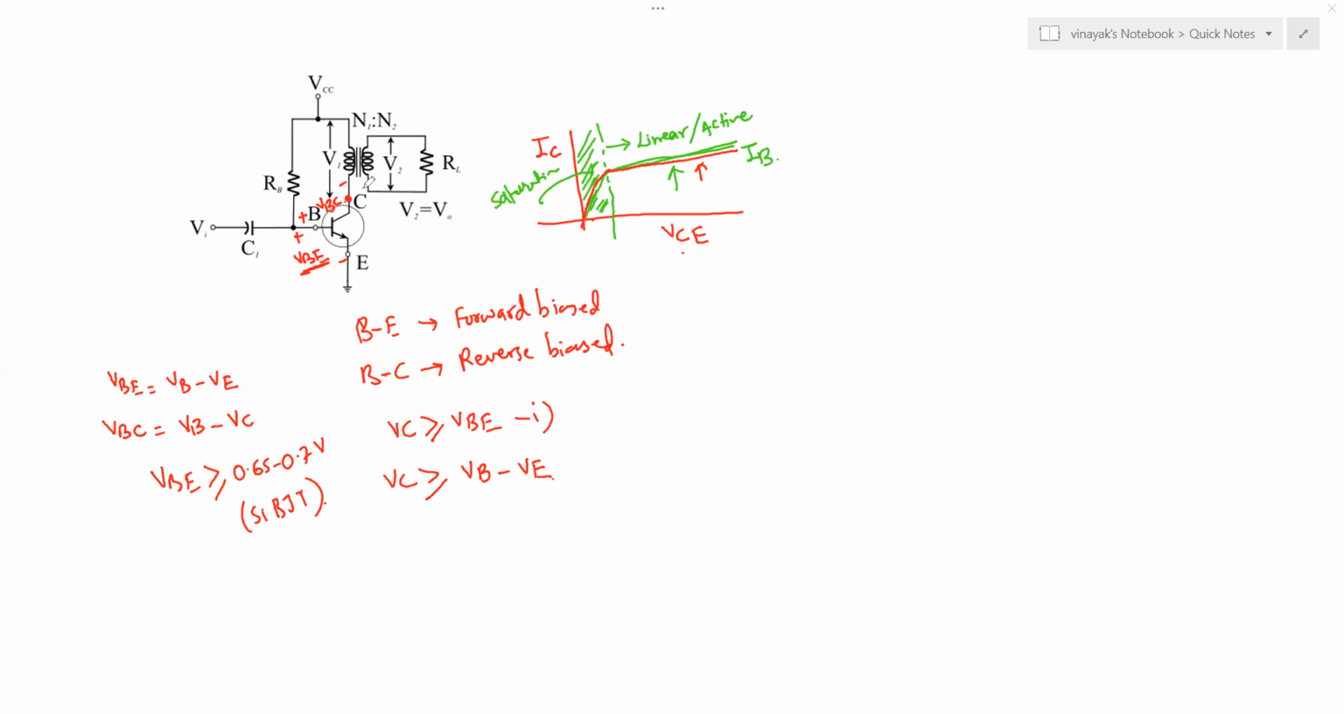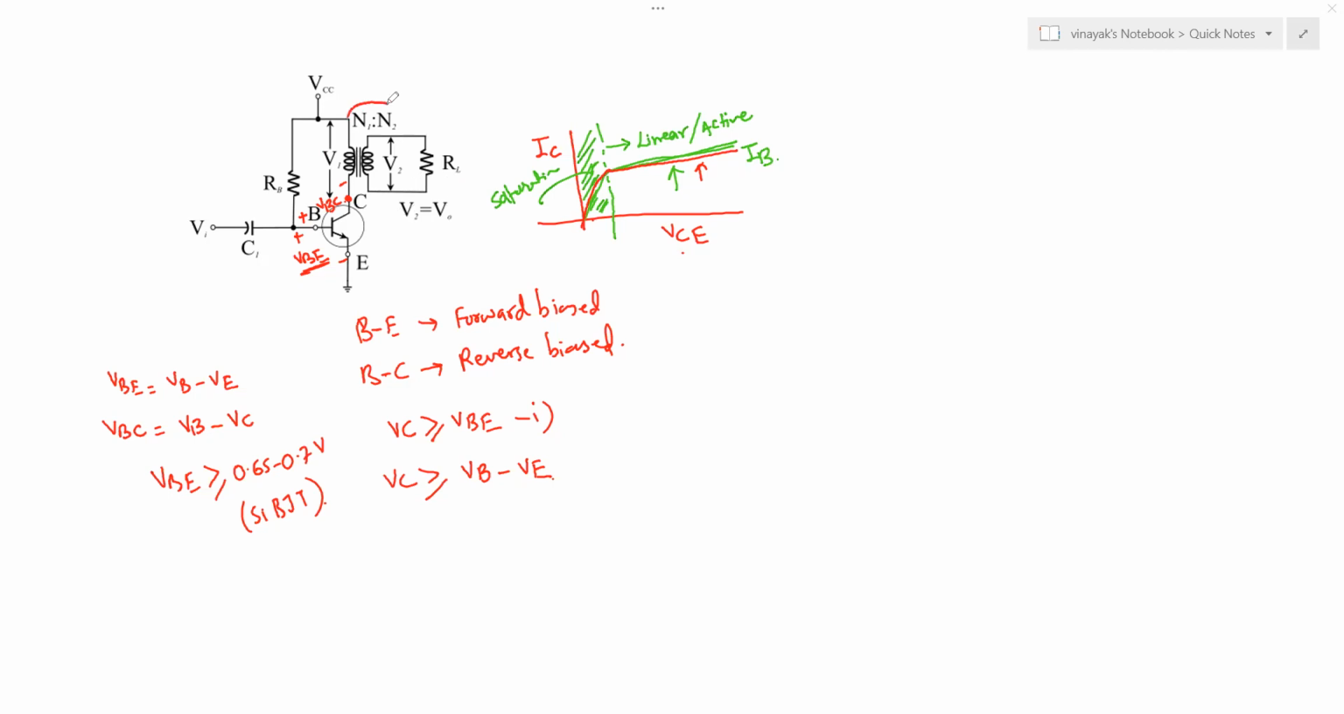Now, what is the role of this transformer? You see that it has a primary winding and a secondary winding. There is a turns ratio N1 to N2, where N1 is the number of windings on the primary side, and N2 is the number of windings on the secondary side. And this is the load resistance across which the output is developed, which is the voltage across the secondary winding, V2, and here is the voltage V1, which is the voltage across the primary winding.